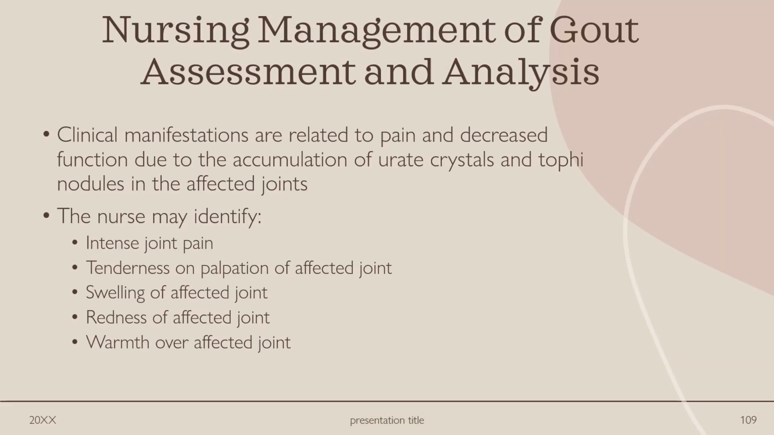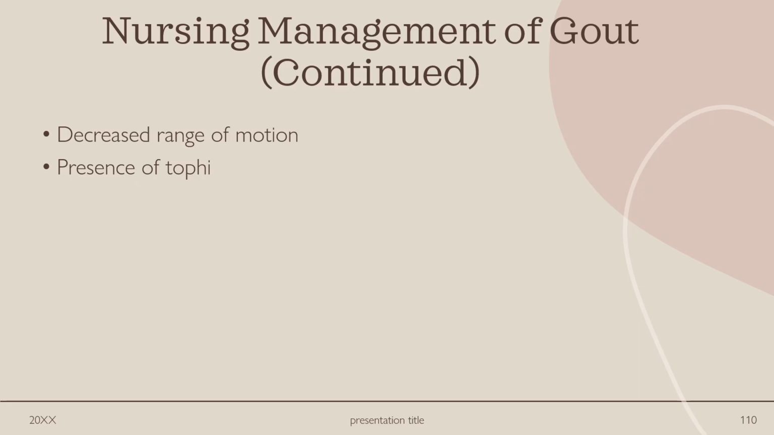So the nursing management of gout, this care plan, the assessment and the analysis, clinical manifestations are related to pain and decreased function due to the accumulation of urate crystals and tophi in the affected joint. The nurse may identify intense joint pain, tenderness on palpation of the affected joint, swelling of affected joint, redness of the affected joint, warmth over the affected joint. There may be decreased range of motion, and there may be the presence of tophi.